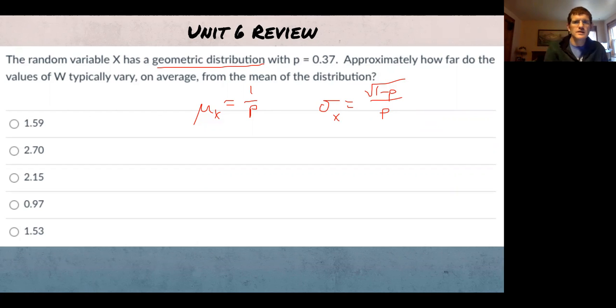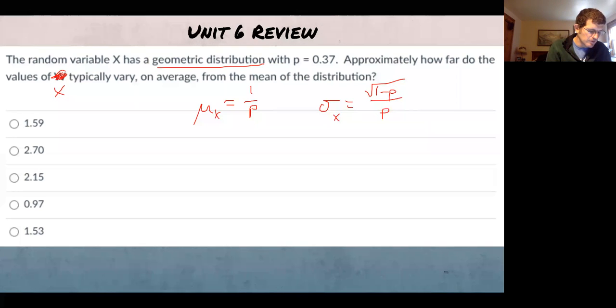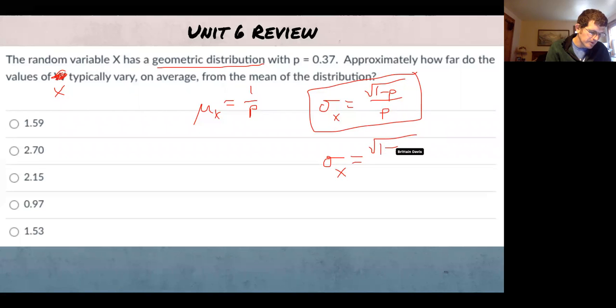So this is asking, and I guess there's a typo here. It should have been x, but not a big deal. How does it vary on average from the mean of the distribution? So basically it's asking for the standard deviation here. So the standard deviation of x is going to be the square root of 1 minus 0.37 over 0.37.